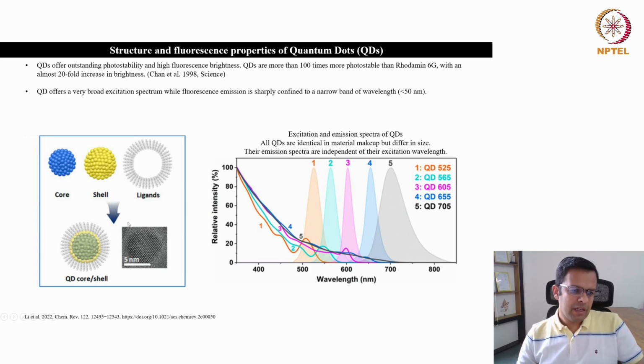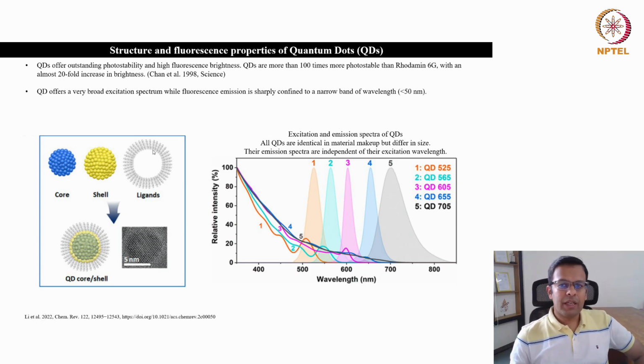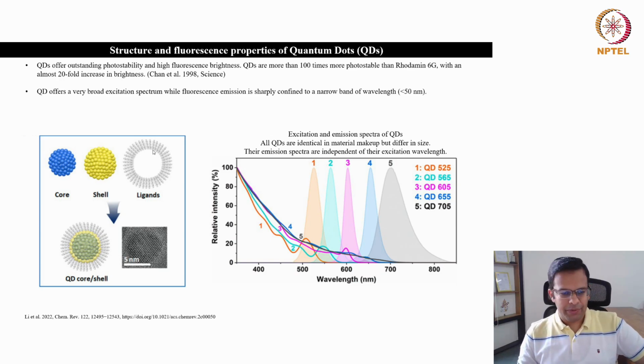Okay, and here the structure of the quantum dots is shown. This is the core, then this is the shell, and this is the ligands. So ligands, you can make them specific, you can coat them with antibodies so that inside the cell they can go and bind to specific proteins.